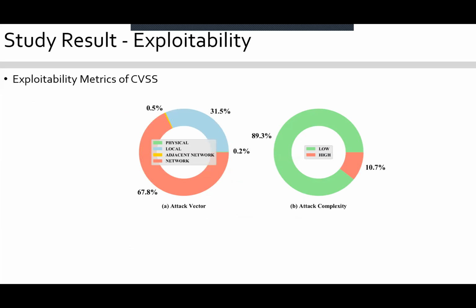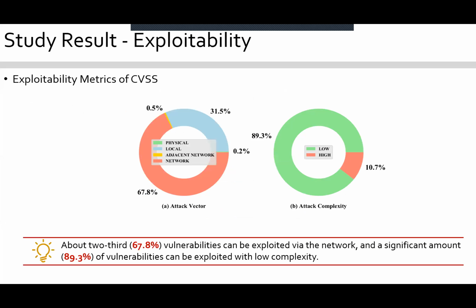Here is the result of our study. Let's first look at the exploitability. This figure shows the distribution of exploitability metrics of CVSS. We can see that about 2/3 of vulnerabilities can be exploited via the network, which means the attackers do not need to get access to the system physically or locally. Besides, a significant amount of vulnerabilities can be exploited with low complexity.